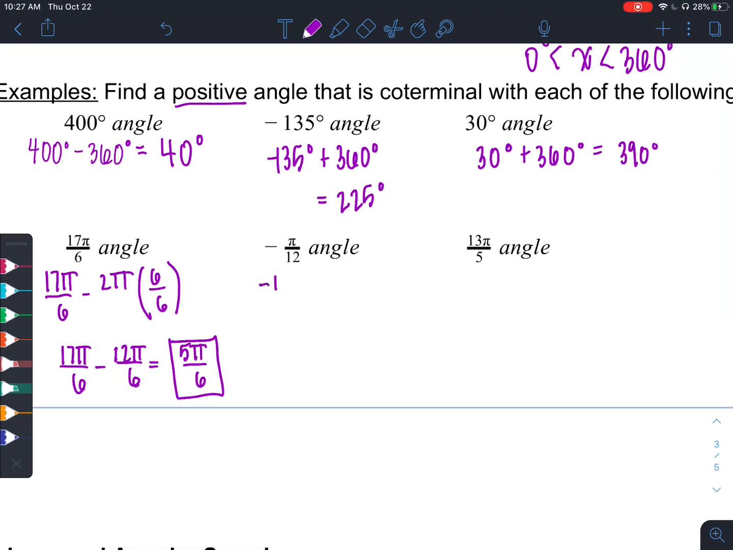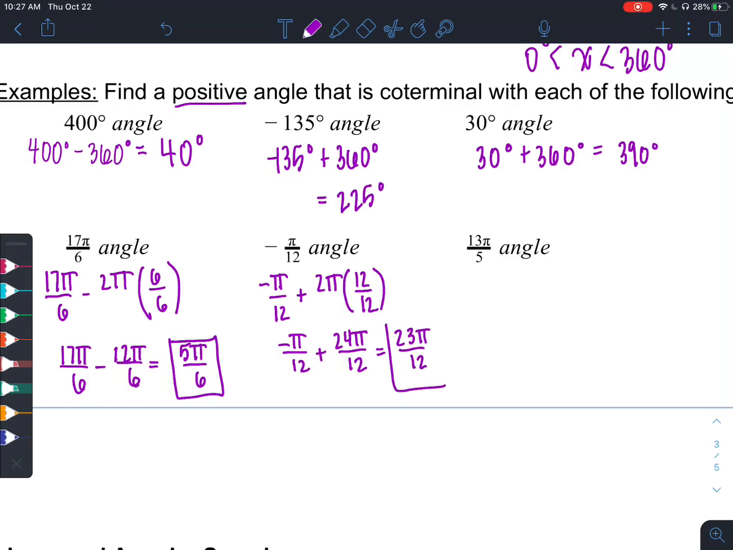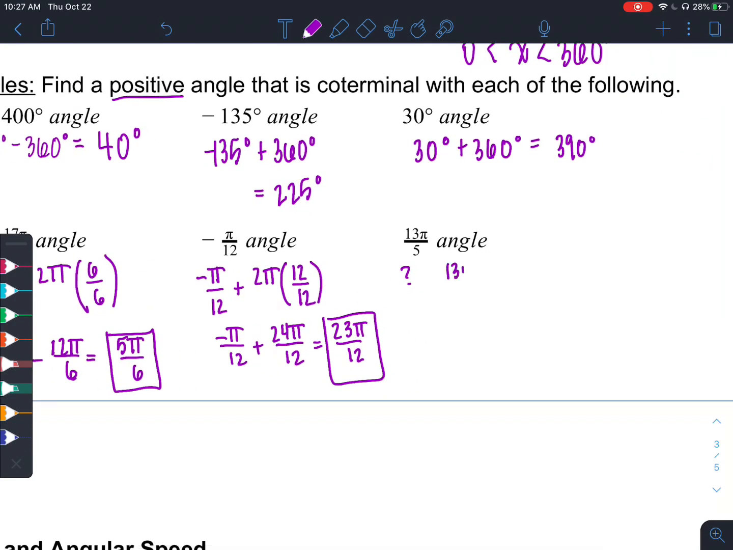All right, for this next one, we've got negative pi over 12. We want to add 2 pi to make it positive. Multiply by 12 over 12, so we have a common denominator. So we get that this angle is equal to 23 pi over 12. Go ahead and do this next one on your own. So 13 pi over 5 minus 2 pi, so 13 pi over 5 minus 10 pi over 5 is equal to 3 pi over 5.